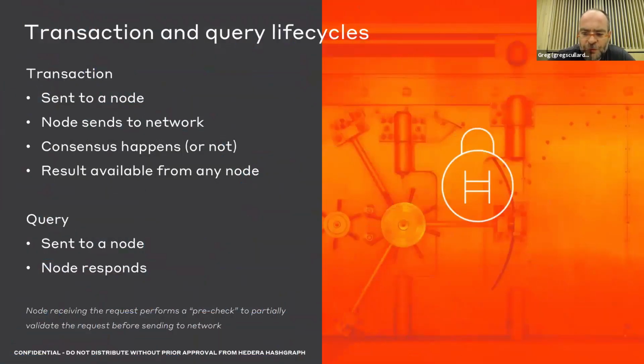So just to finish, transaction and query life cycles. I've mentioned this before. A transaction is sent to a node. The node passes it on to the network. Consensus does happen, or not if there is a problem. For example, you're trying to transfer 10,000 tinybar to somebody and there is no coin in your account. Well, the consensus will not happen. The transaction will get rejected and will fail with an insufficient balance.